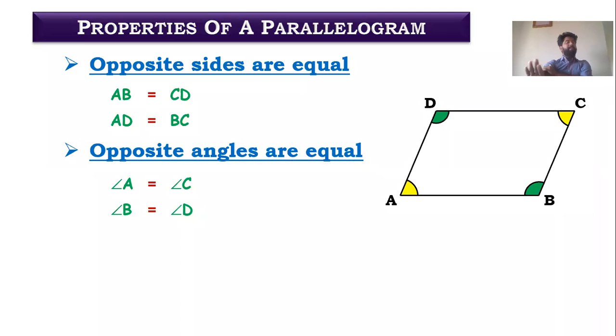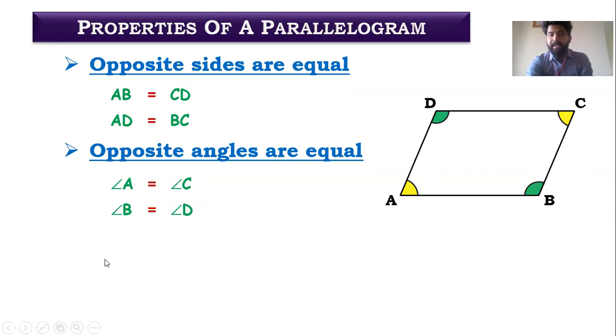How many properties have we learned till now? Four. First, opposite sides are parallel. Second, adjacent angles are supplementary. Third, opposite sides are equal. And fourth, opposite angles are equal. In a parallelogram, we have 5 properties to deal with. Four we've already done. We are only left with one last property.